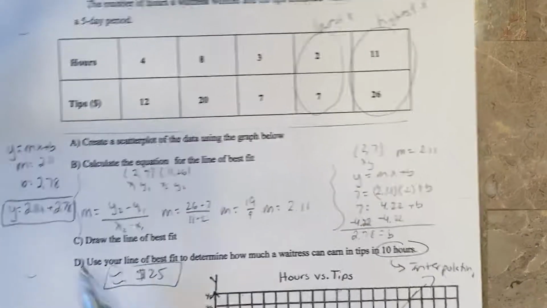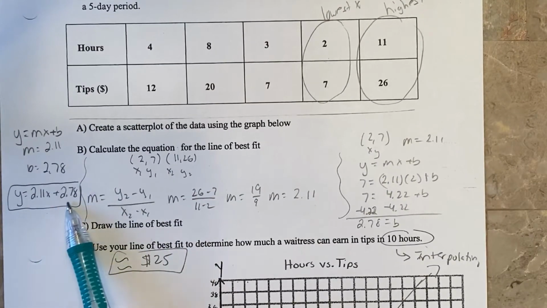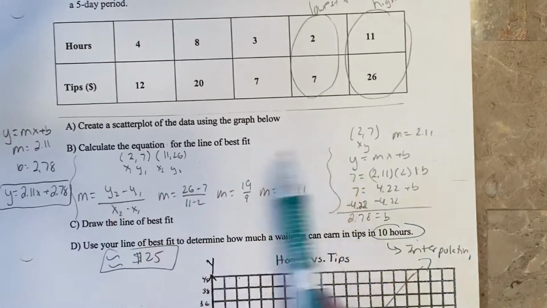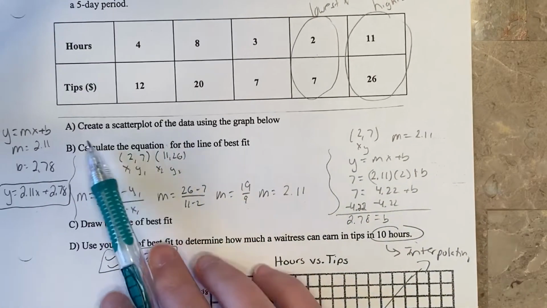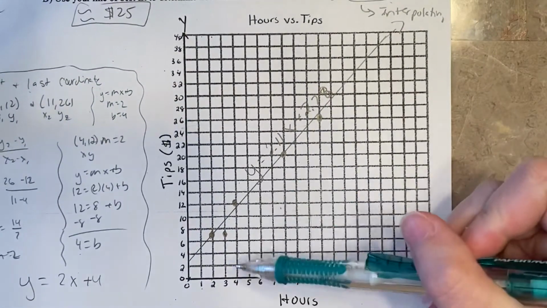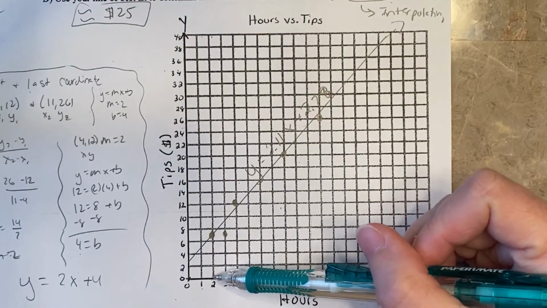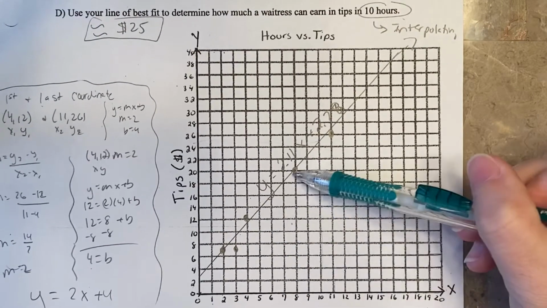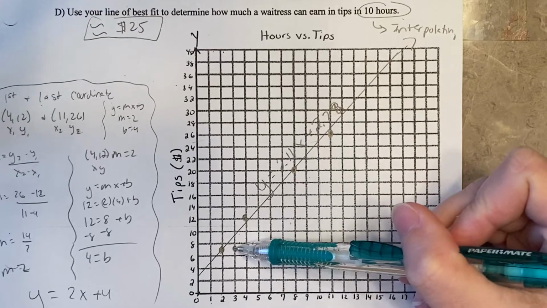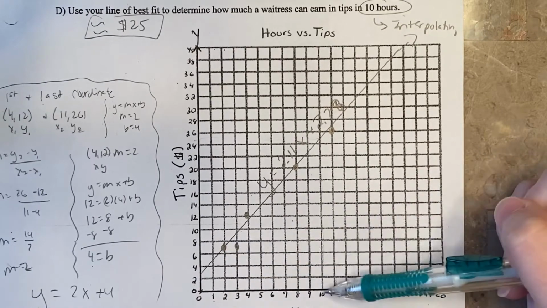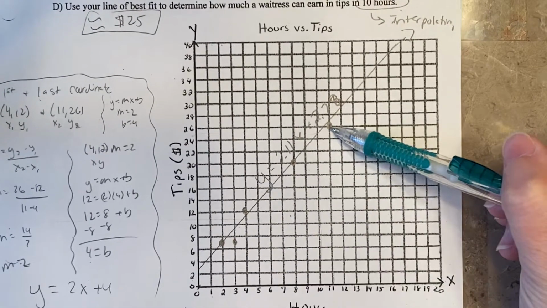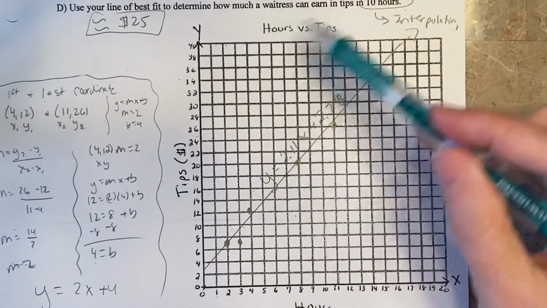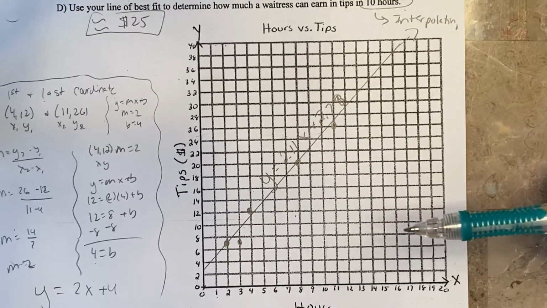All right, so now that we have our equation, y equals 2.11x plus 2.78, we should already have created a scatter plot. That was just putting the coordinates: 4, 12, then 8, 20, 3, 7, 2, 7, and 11, 26. So that's what you should have plotted first. You had your x, your y, you had your title, and all of your axes were labeled.